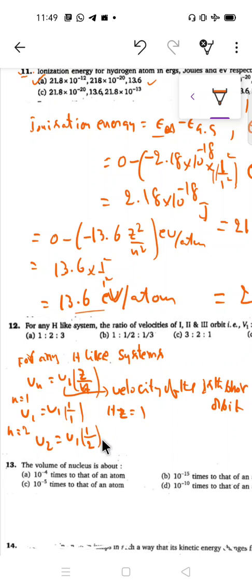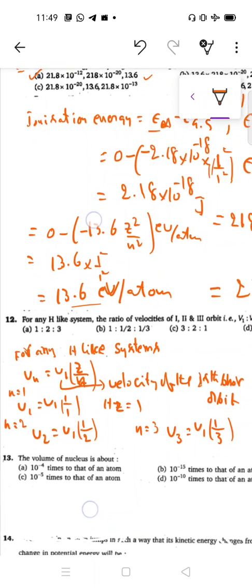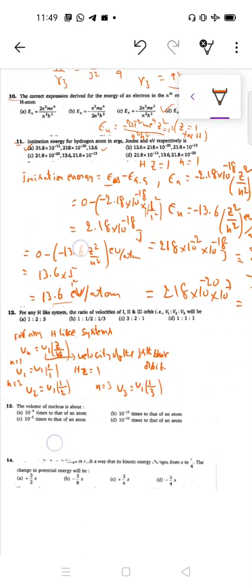Next, n equal to 3 means V3 is equal to, by substituting this value here, V1 times Z by n, where Z is equal to 1 and n is equal to 3, so 1 by 3.